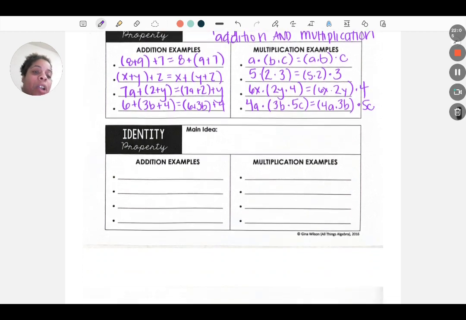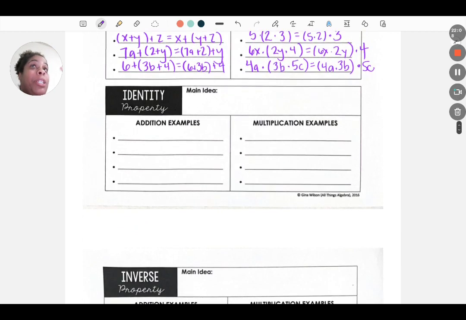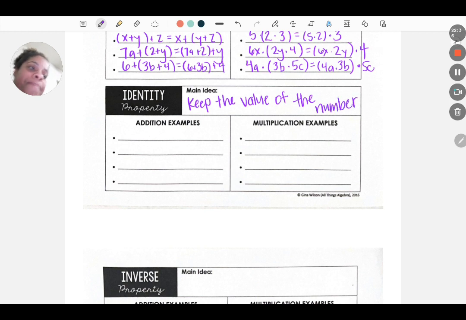Okay. All right. So the identity property, I'm pretty sure I mentioned this in one of our previous lessons, hopefully that you watched. The main idea here is that you keep the value of the number. All right, keep the value of the number. Whatever the number value is, we have to keep that.